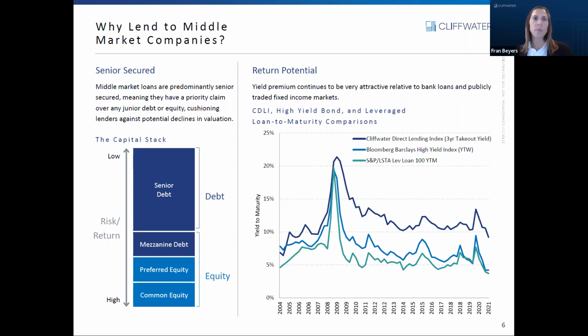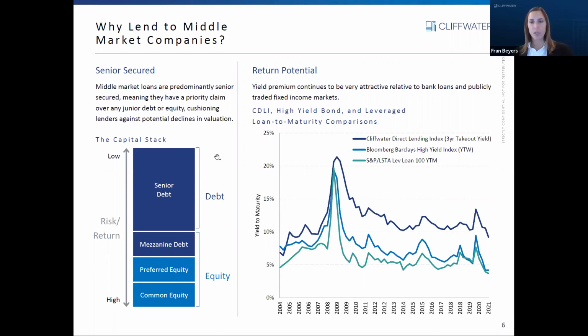Now, at Cliffwater, we built an index called the Cliffwater Direct Lending Index many, many years ago. And it basically tracks the performance of the direct lending universe. We do this by tracking business development companies, or BDCs, back to the early 2000s. We chose BDCs because they report regular 10Qs and 10Ks with the SEC each quarter, and so it forces them to produce consistent data, making it a great index candidate.